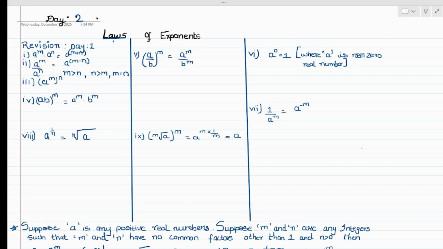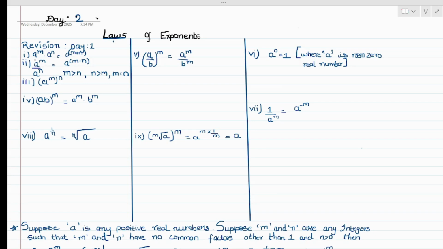Let's have a quick revision of what we have studied on day 1. We had already seen some basic laws of exponent, in which the first law was a^m times a^n equals a^(m+n), where a was a real positive number and m and n are rational numbers.